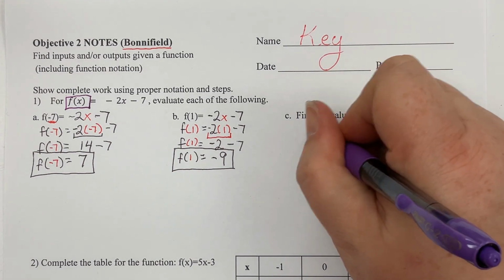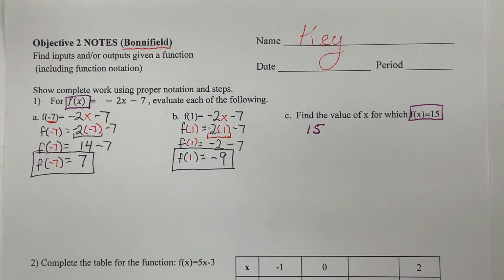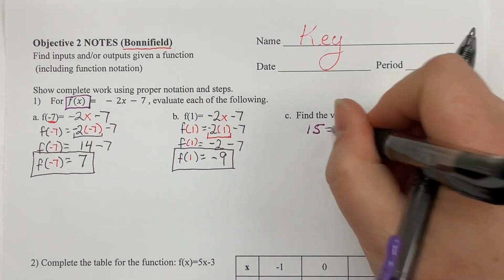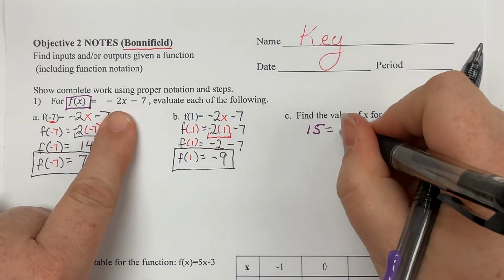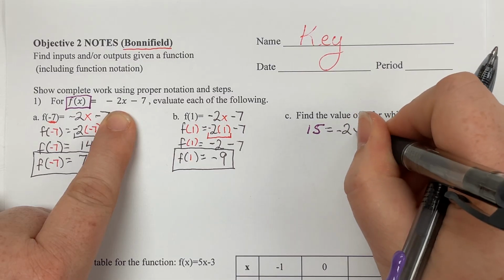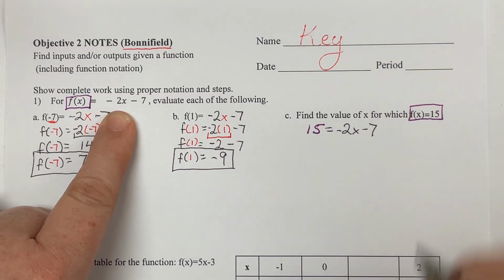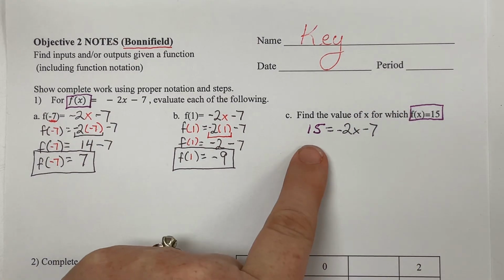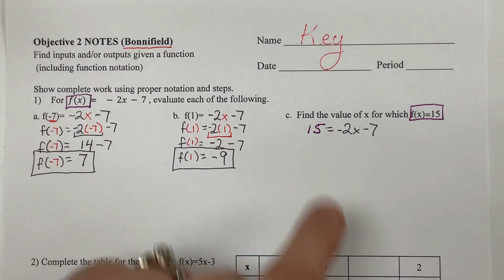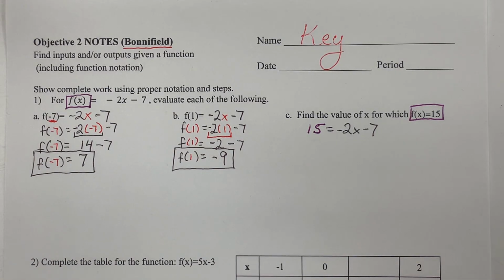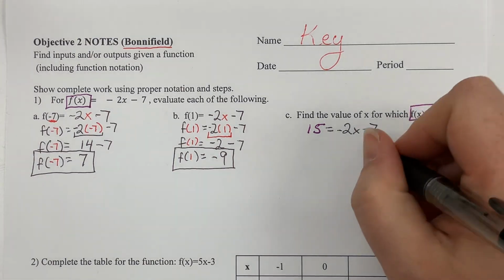We're going to start with 15 equals, and then we're going to do our problem: negative 2x minus 7. See how the output goes in here? Okay, you should be able to solve this on your own now. So if you haven't paused already, please do so now. All right, let's see what we're gonna do.